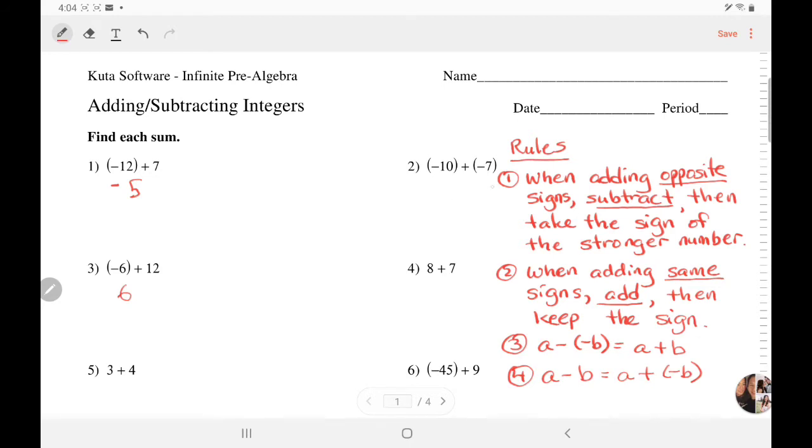Number 2, we will use rule number 2. When adding same signs, add, then keep the sign. So 10 and 7 are both negatives. They're the same. So we're using the rule, we add 10 and 7, that's 17, and keep the sign. Negative 17. 8 plus 7 is simple, it's just 15. 3 plus 4 is simple, it's 7.